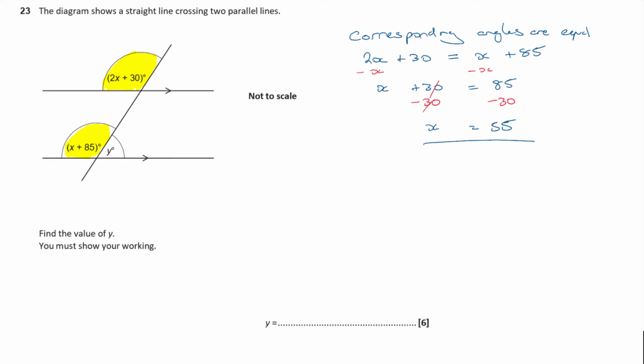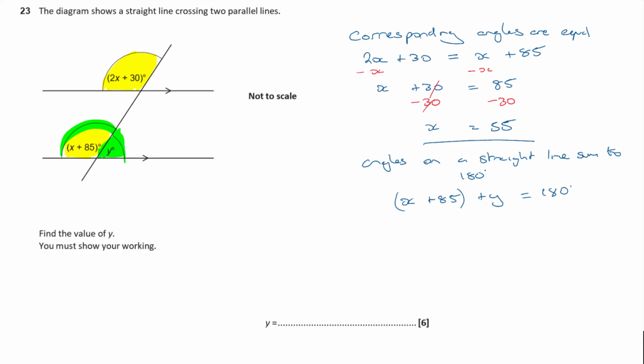Okay, now I know what x is, I can look at finding y, because I can see that these two angles down here lie in a straight line. So I can say that angles on a straight line sum to 180 degrees, and that means that my x plus 85 over there plus my y must be equal to 180 degrees. Okay, but I know that x is 55 now, don't I? So subbing that in, that means 55 plus 85 plus y is 180.